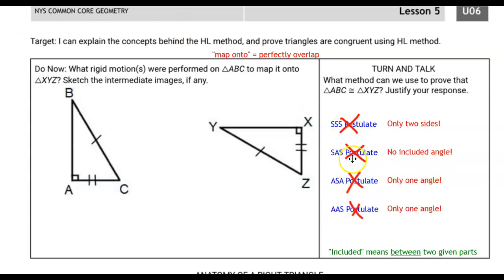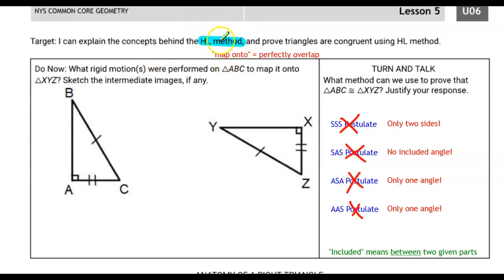So with the information that we have here, so far the answer to this question, what method can we use to prove that triangle ABC is congruent to triangle XYZ, is we don't have one yet. Well, luckily for you, there is a fifth option, and that's the option we're going to be talking about today. That's the HL method, which of course, as I said before, stands for hypotenuse leg.